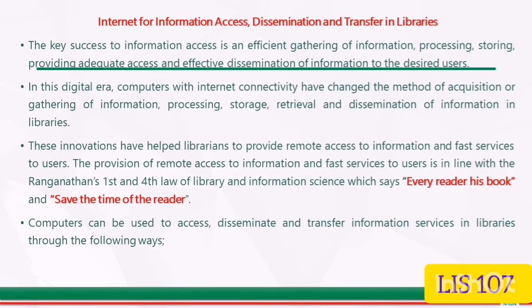Before we continue, we need to understand that the key to information access is the ability to gather information efficiently and disseminate it effectively. In these digital eras, computers with internet connectivity have changed how information is being gathered. These innovations have helped librarians to provide access to information in a very fast way. And this provision of information can be linked to Ranganathan's first and fourth laws of library science, which say every reader his book, and save the time of the reader.